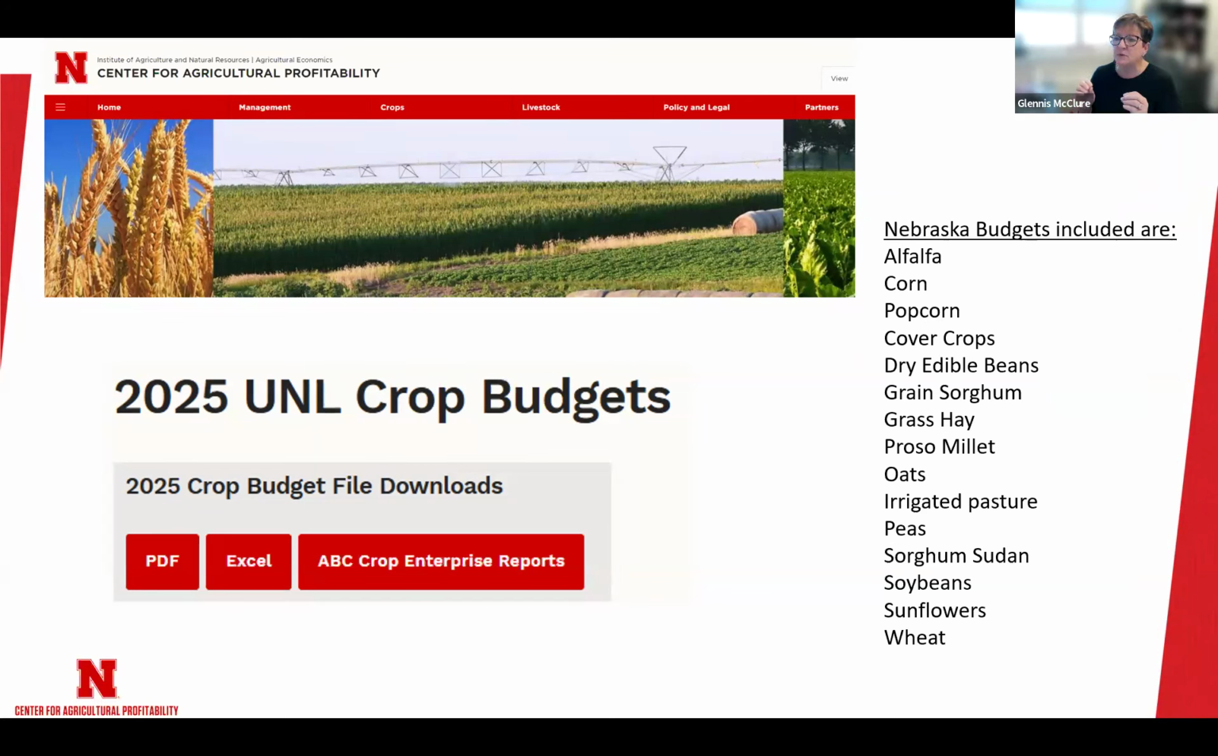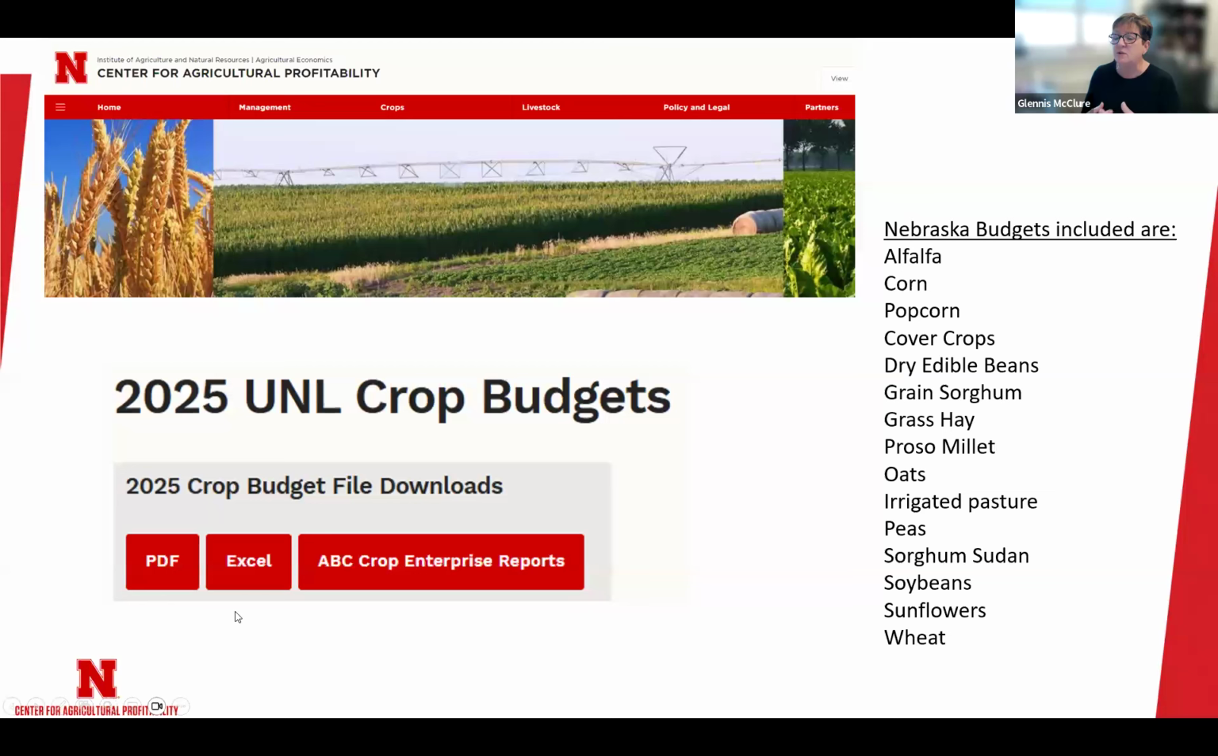So here I show just what the screenshot looks like on our CAP website. And we've got a PDF version of all of those budgets. It's a lengthy report, 90 some pages long. The first several pages have an index. There's also an explanation, so sometimes you might wonder, how did you come up with this? There's some good information in those first introductory pages of that report. So that's the PDF file.